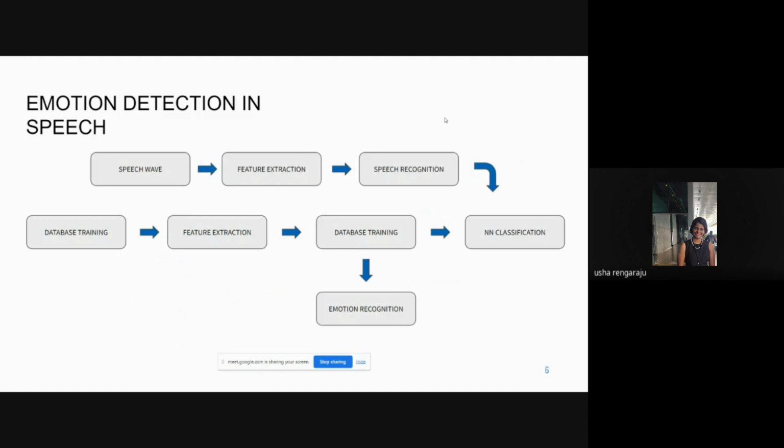So the first modality which we're going to see today is emotion detection in speech. The pipeline looks like this: you have the speech wave, then feature extraction, then speech recognition, and then the emotion recognition.